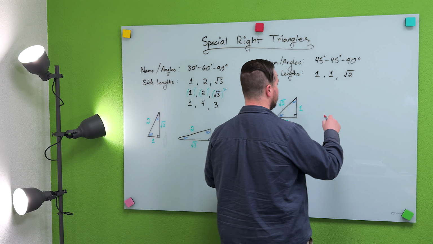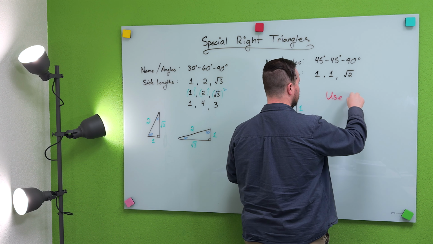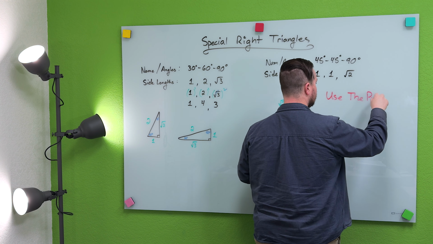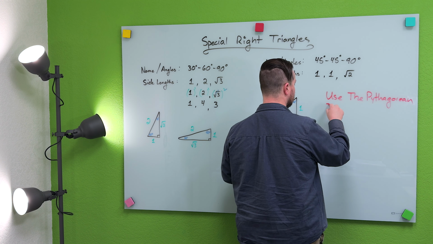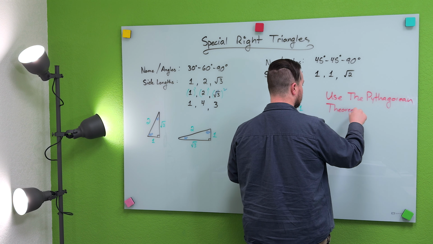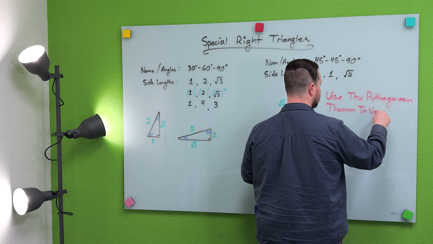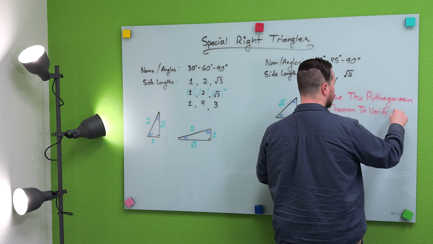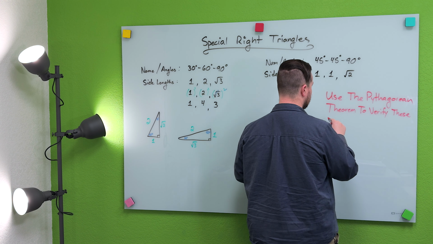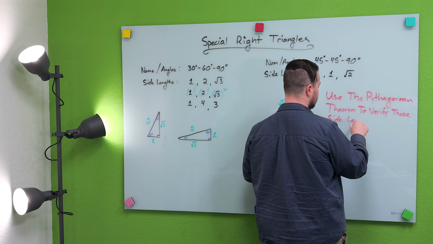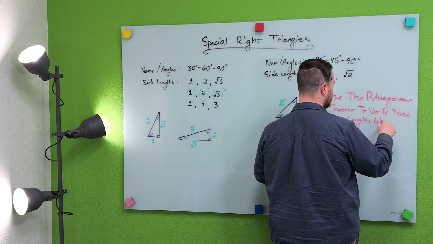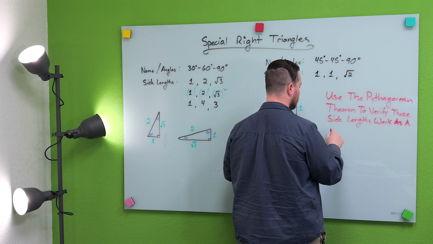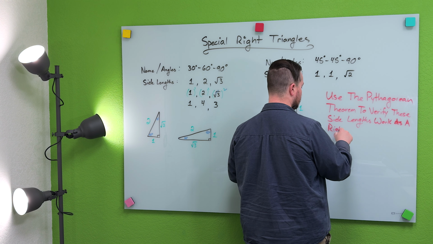But we'll use the Pythagorean theorem to verify these side lengths work as a right triangle.